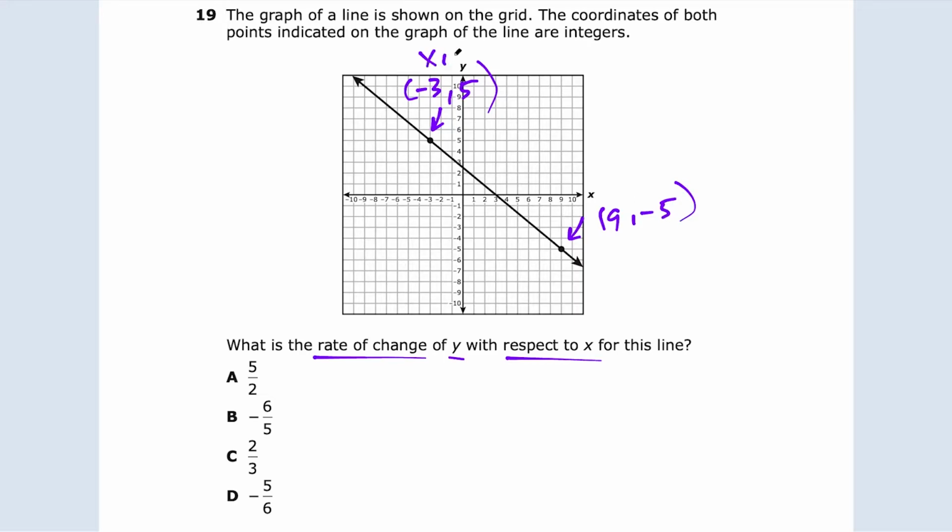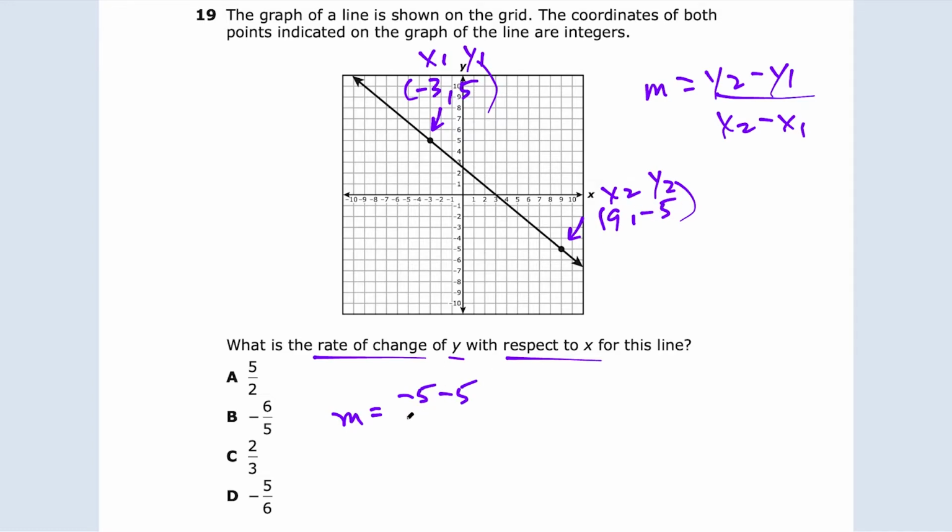And then I'll call this x1, y1. And I'll call the next point x2, y2. Now our slope formula: y2 minus y1 over x2 minus x1. So then just plug in: m equals y2 minus y1, so we have -5 minus 5 over x2 is 9 minus x1, which is negative 3. So now this is going to work out to negative 5 minus 5 is negative 10, over, this changes to 9 plus 3 because we have a double minus, and that's going to give us 12.